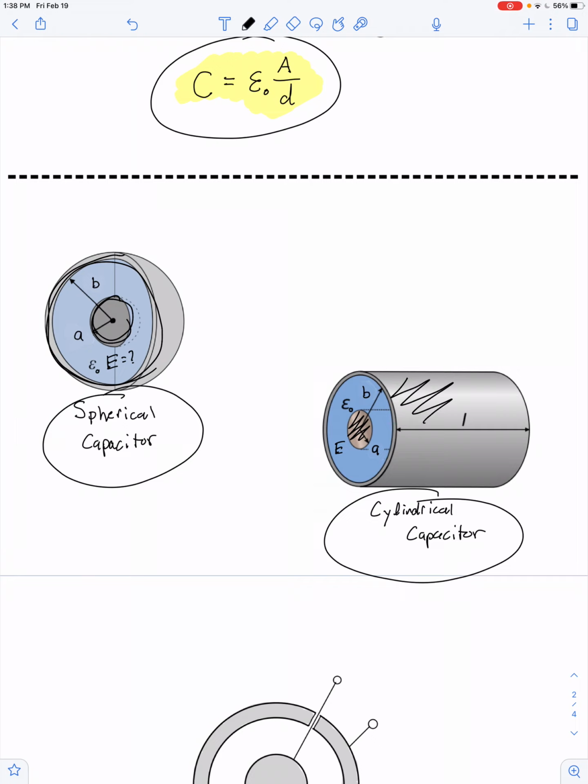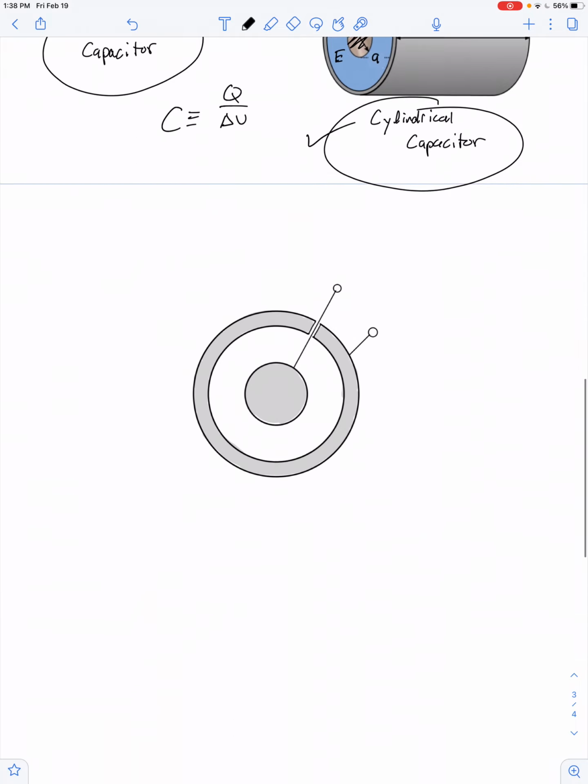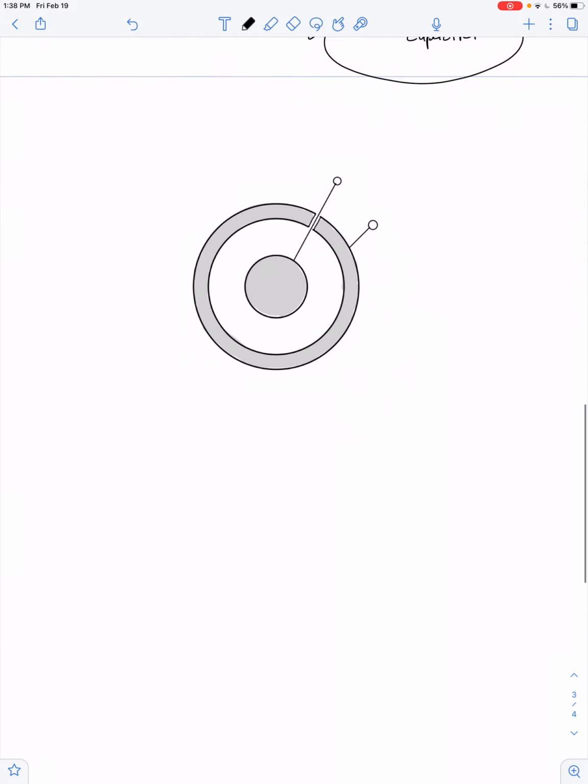If we know the electric field, then we can come up with an expression for the potential difference between the two conductors. And if we know the potential difference, we can apply the definition of capacitance that says it's charge divided by that potential difference. And so we're going to derive equations for the spherical and cylindrical capacitors. In this video lesson, we'll focus on deriving the capacitance for a spherical capacitor. So we'll say the inner solid sphere has a radius of A, and then to the inner wall of the outer conductor is a radius B.